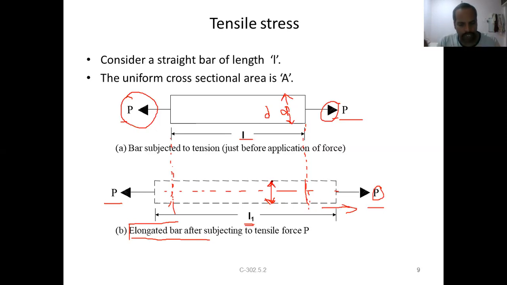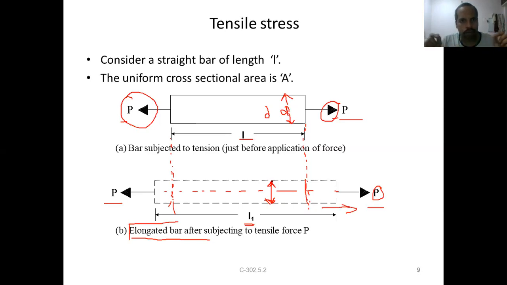Along the direction of the force, along the direction you are applying the force, the length increases, the dimension increases. Change in dimension takes place. At the same time, in the other direction, perpendicular to your application of load, there will be some change in length. Obviously. Maybe very less, but there shall be some change in dimension.